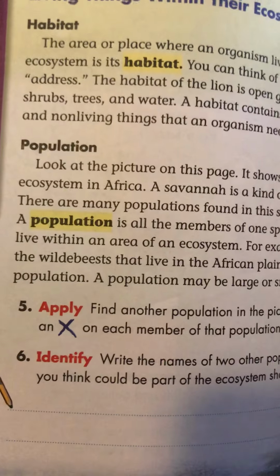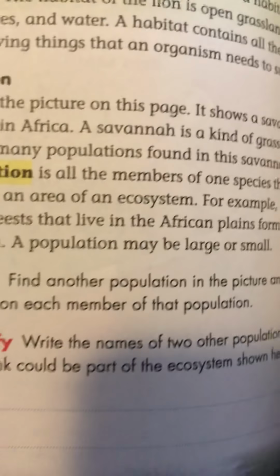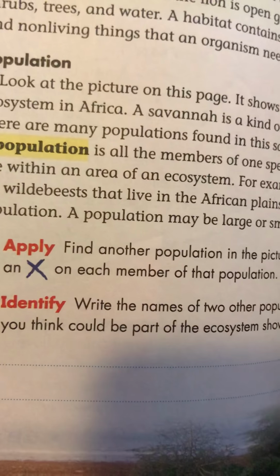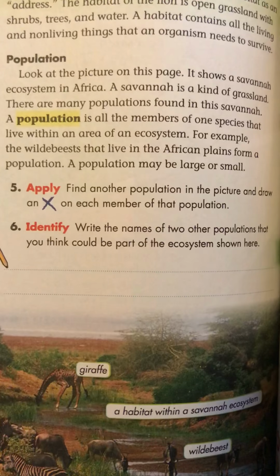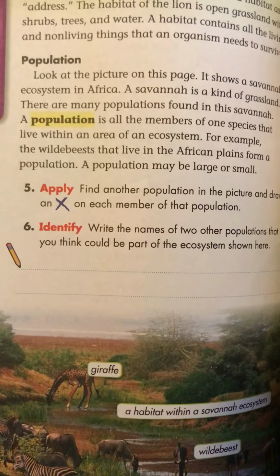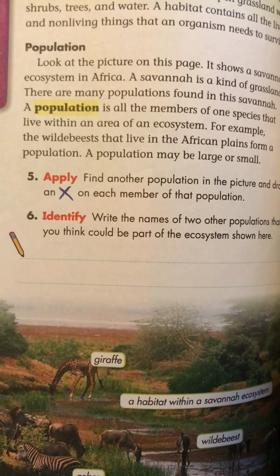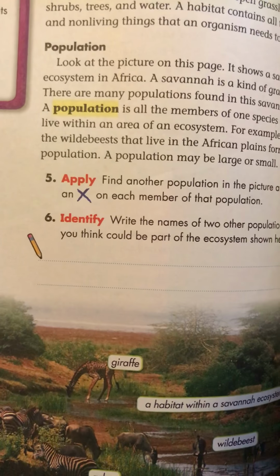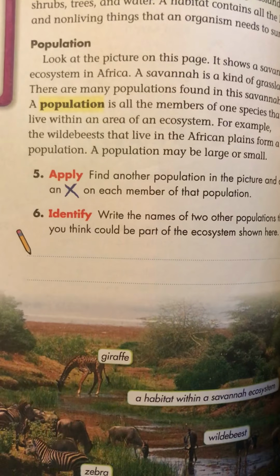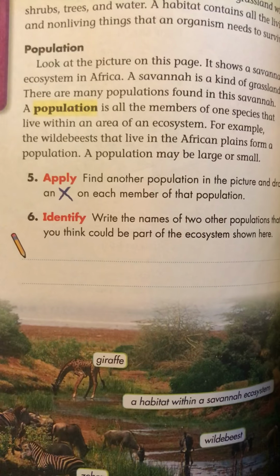Population. Look at the picture on this page. I'll pan out for you and let you see it. It shows a savanna ecosystem in Africa. A savanna is a kind of grassland. There are many populations found in this savanna. A population is all the members of one species that live within an area of an ecosystem. For example, the wildebeest that live in the African plains form a population. A population may be large or small.